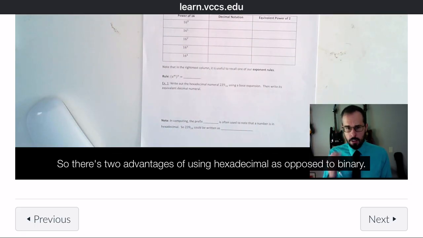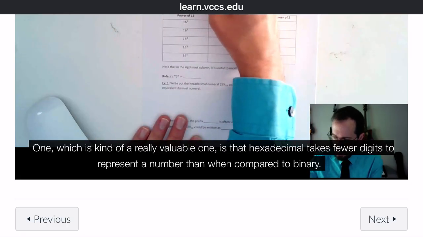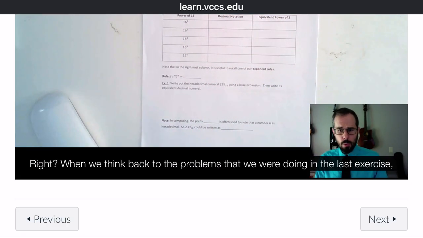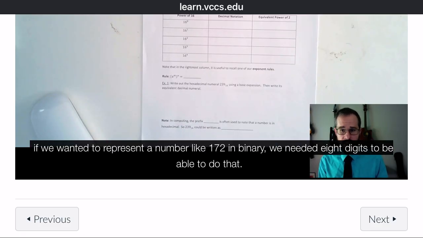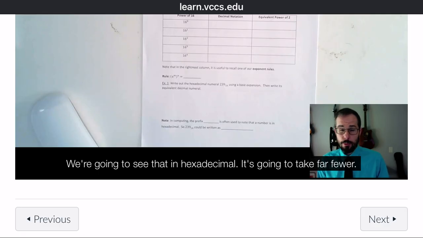So there's two advantages of using hexadecimal as opposed to binary. One, which is a really valuable one, is that hexadecimal takes fewer digits to represent a number when compared to binary, right? When we think back to the problems that we were doing in the last exercise, if we wanted to represent a number like 172 in binary, we needed 8 digits to be able to do that. We're going to see that in hexadecimal is going to take far fewer.